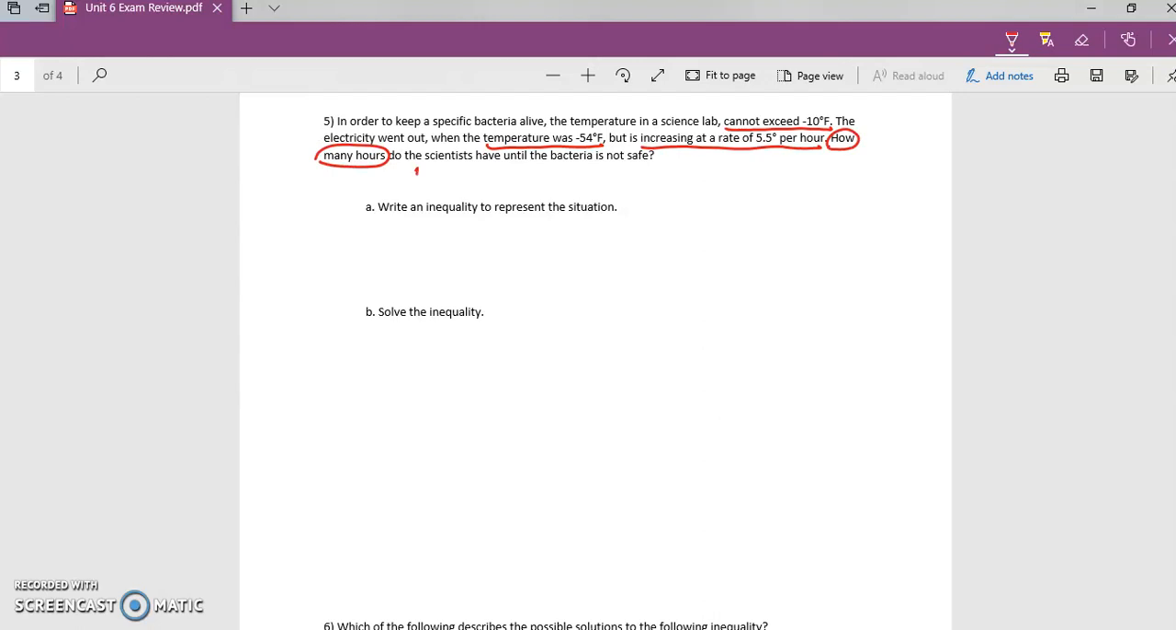Okay, so I'm looking for hours. That's the variable I should be looking for. So I'm going to probably use a letter H to represent that variable. So when it asks me to write the inequality, I can kind of label my categories here. There's going to be a start, a change, and like a goal or ending amount. So I'm starting with negative 54 degrees because they said when the electricity went out that was the temperature. So negative 54.